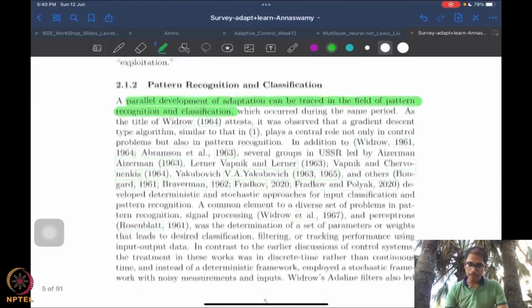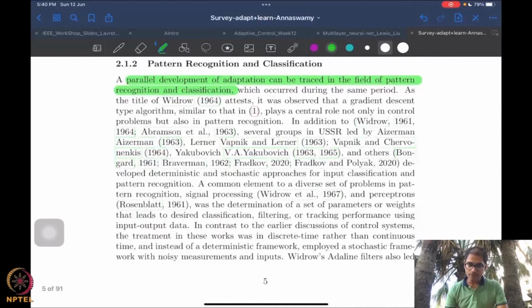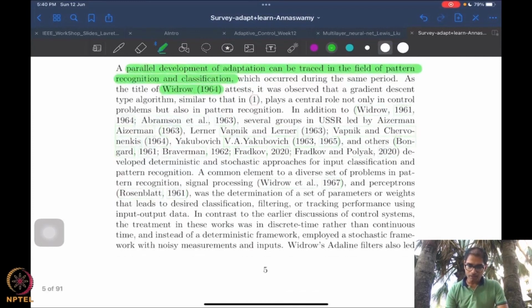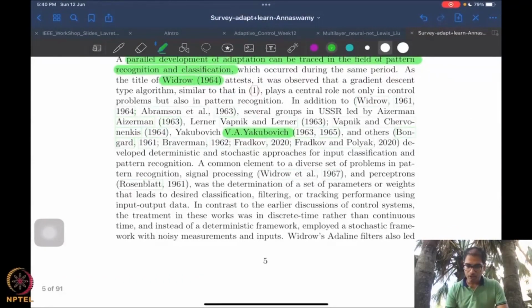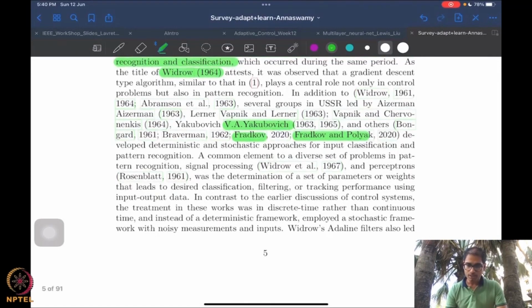Interestingly, there were very different kinds of researchers working on these topics, like Widrow, who is very famous. But there were also folks from adaptive control and nonlinear control, like Yakubovich, who were working on it, Fradkov, Polyak, and more recent works, right?